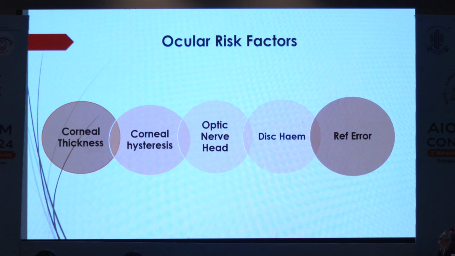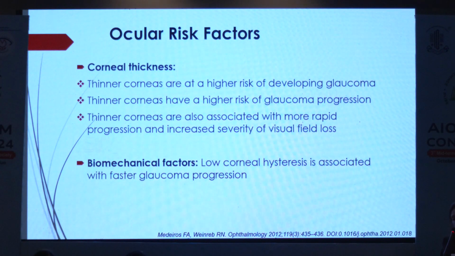The next group of risk factors which I'll be talking about are the ocular risk factors, which we all know: the corneal thickness, the hysteresis, your disc hemorrhages and the refractive error. We already have some knowledge about them. So for the corneal thickness, we all know that thinner corneas are at a greater risk of developing glaucoma and also at a greater risk of glaucoma progression. And they also show an increased severity of visual field loss.